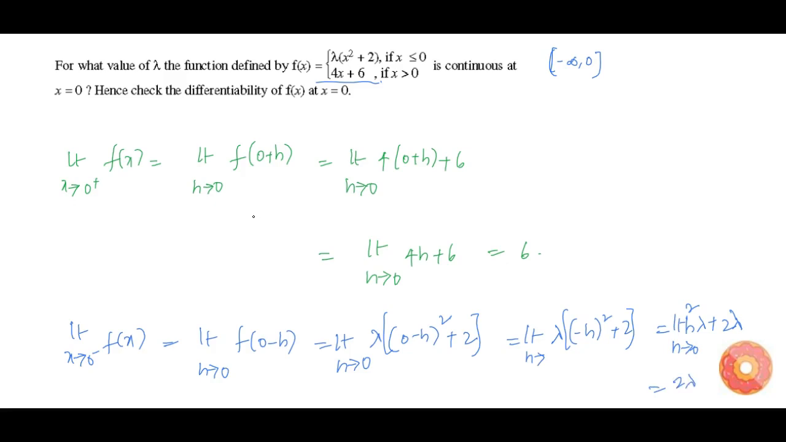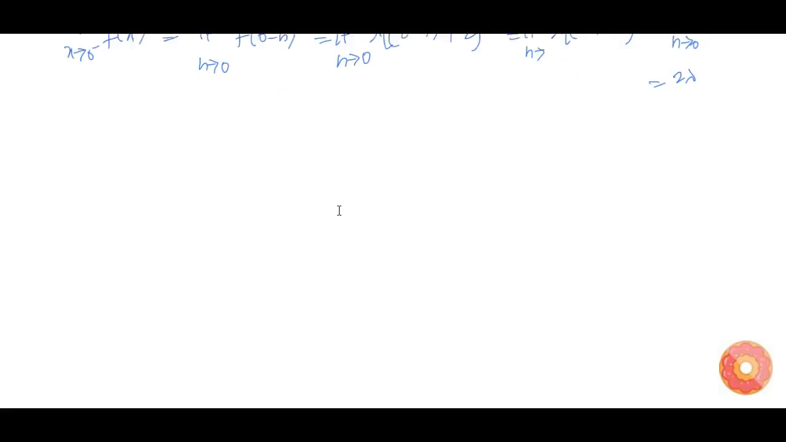We get 2 lambda. Now the right hand limit value must be equal to the left hand limit value since the function is continuous. Therefore 2 lambda must be equal to 6. Therefore lambda is equal to 3. This means if lambda is equal to 3, the limit exists. Now if the limit exists, the function is continuous. From this we have shown that if lambda is equal to 3, then the function is continuous. Now let us check the differentiability of the function.